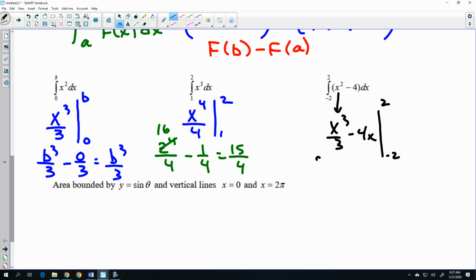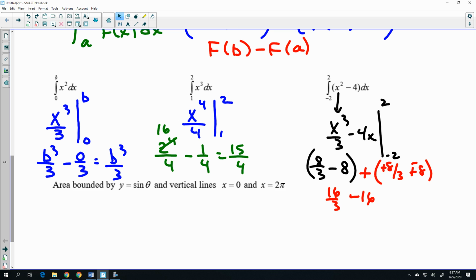So it's going to be 8/3 minus 8. And again, this parenthesis is going to be super important for you to remember. And then I'm going to get minus, minus 8/3 plus 8. So when I go ahead and distribute this, it's going to cancel here. And now it's going to make that. So what do I end up with? Looks like 16/3 minus 16.